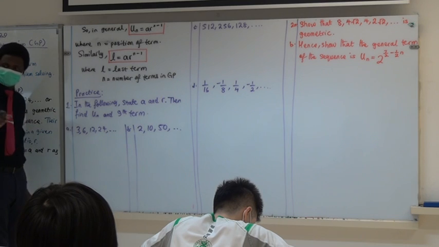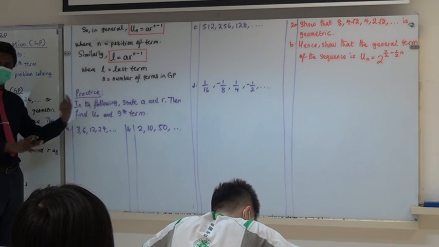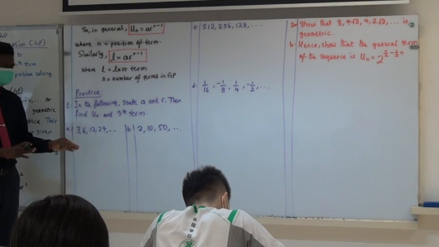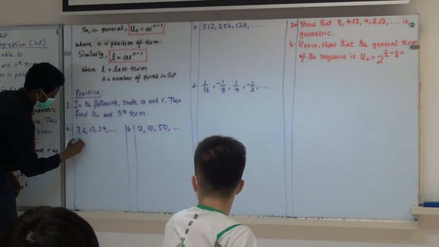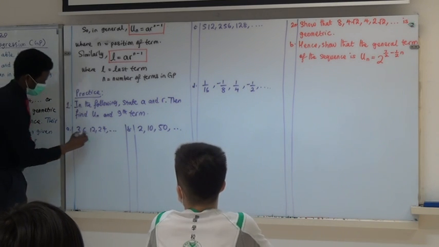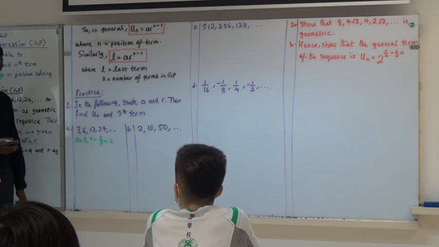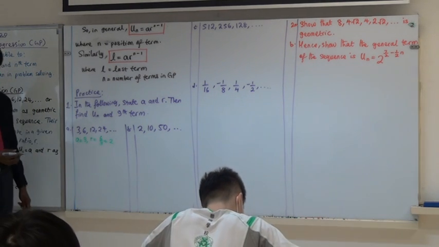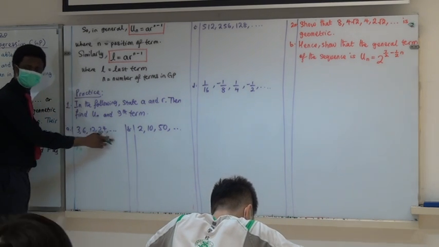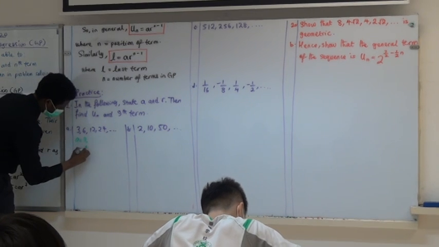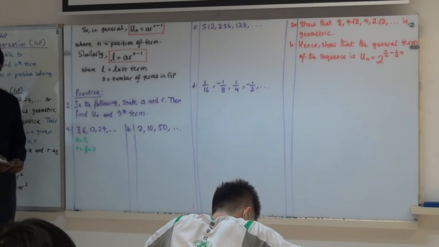Guys, I've looked around. You guys are doing a great job. Let's fix the first one together, then that could give you an idea of what I do not want to see. So here, state a and r. a is 3, r is simply 2, so 6 divided by 3. I can write 6/3. That's fine. So that's a and r.